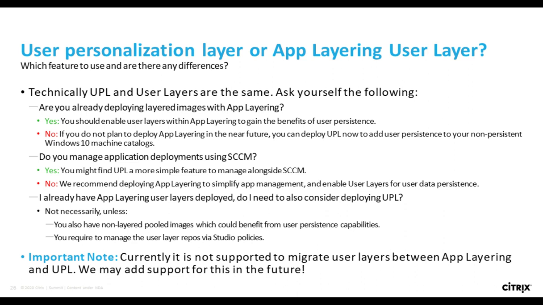It's worth asking the question, if you're an app layering customer, which feature are you interested in? Are we talking about UPL or the full user layer feature? It helps to ask some questions to arrive at an answer. For example, are we already deploying layered images with app layering? If so, then it probably makes sense to enable user layers within app layering to gain those benefits that are already integrated into the app layering product. If you're not already using app layering, and you're not planning to deploy in the near future, then UPL presents a great opportunity to get a user persistent experience within your pooled Windows 10 catalogs. So that's definitely something to look at.